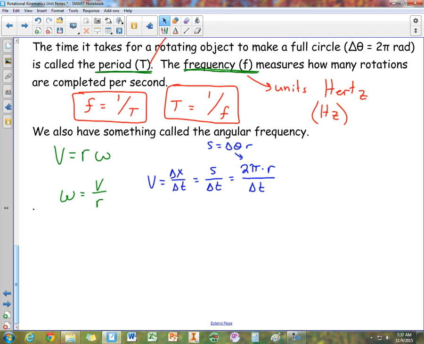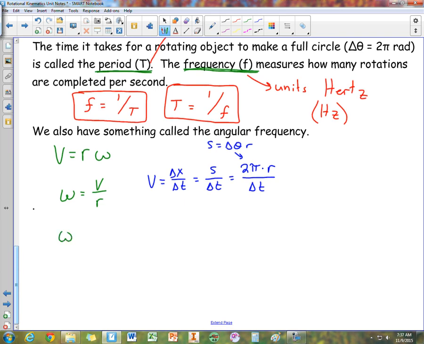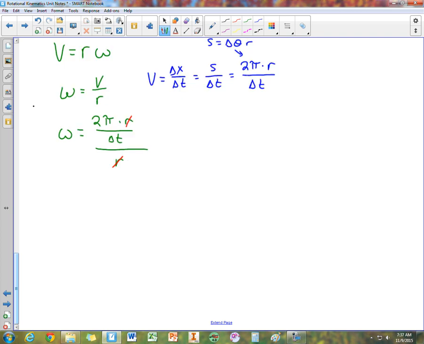So coming back to this then, omega is going to be 2 pi times r over delta t, and all that is still divided by r. And notice that the r's cancel. So this leaves us with omega equaling 2 pi divided by our time. Now remember, this is the time to make one rotation. That is period. So that's going to be capital T.